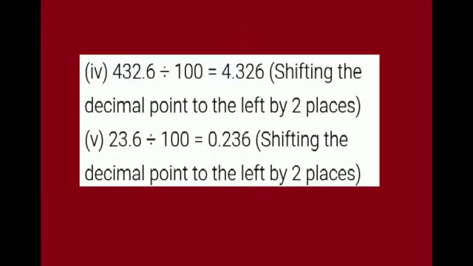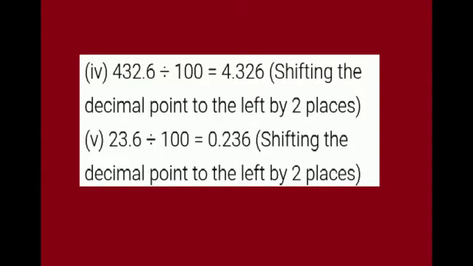Fourth subdivision, 432.6 divided by 100. Since we are dividing by 100, we have to shift the decimal point 2 places to the left in 432.6. On shifting the decimal point 2 places to the left, we got 4.326.